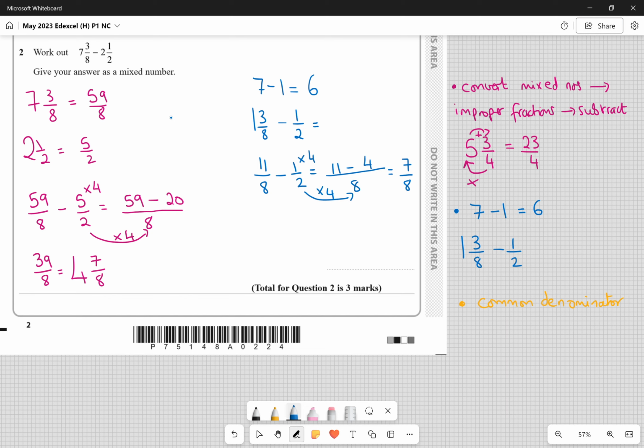Now, going back to the beginning, remember from the 7 at the beginning of this mixed number, we took 1 away, so we were left with 6. So now, instead of 7 take away 2, it's going to be 6 take away 2, which is 4. And then we put our answer together, so our final answer is that 7 and 3/8 take away 2 1/2 is equal to 4 and 7/8. So either way, you will get the same answer, but you can decide which method you prefer.